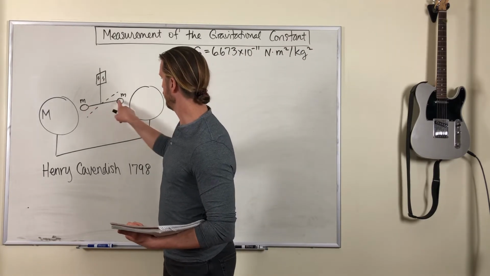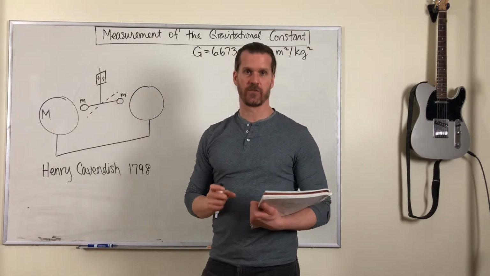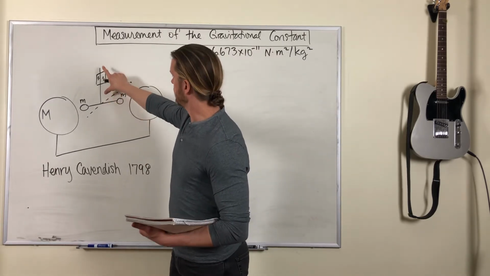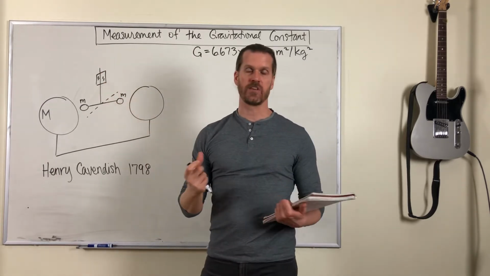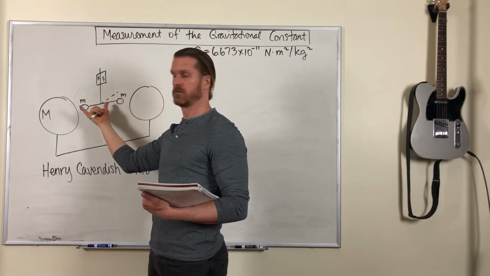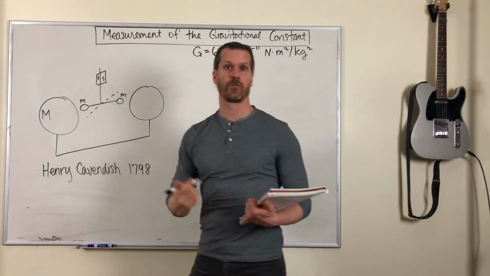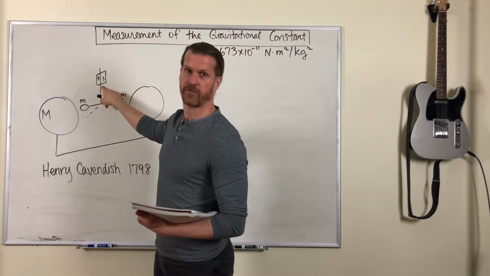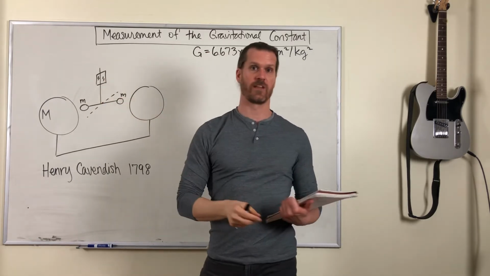There are two little masses, two spherical masses connected by a rod that is held up by a steel string. And this rod is able to rotate around in this horizontal plane. Connected to the string is a mirror. We'll see what that's for in just a second.